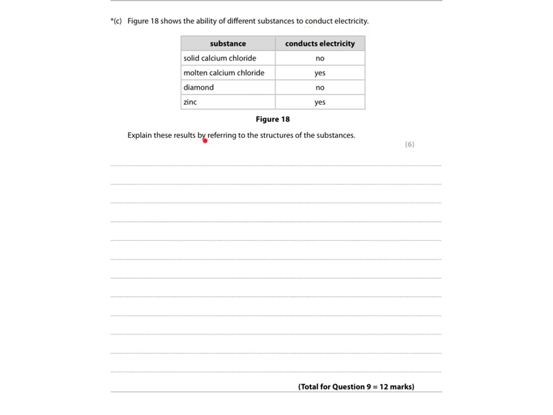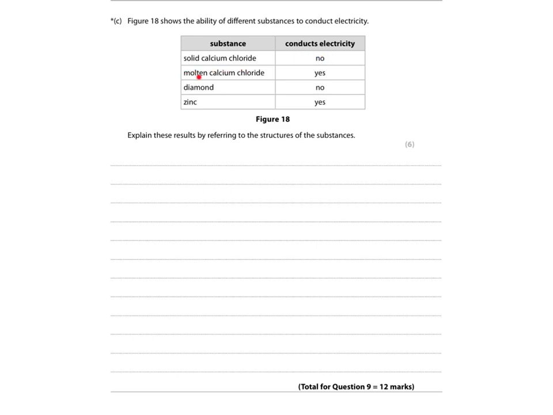Figure 18 shows the ability of different substances to conduct electricity. Explain these results by referring to the structure of the substances. So let's see what we've got. We've got solid calcium chloride. So that's calcium, which is a metal if you look in your periodic table, and chloride, which is a non-metal. So you probably think of what bonding it is. So it's probably going to be ionic bonding. And it's ionic bonding. Ionic compounds don't conduct electricity when they're in their solid state.